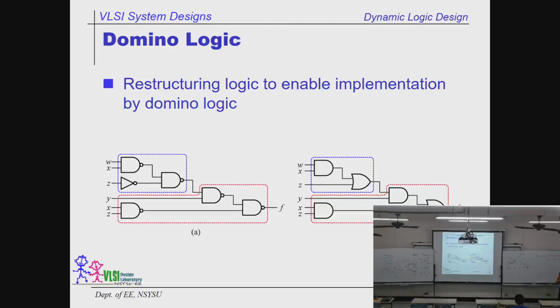Okay? So let me repeat again. If one is dominant logic, because dominant logic only supports AND and OR, you need to convert all the NAND and NOR into AND and OR before you realize it. Okay? And the way to do that is to use the bubble pushing or bubble killing methodology, which is based on De Morgan's law.